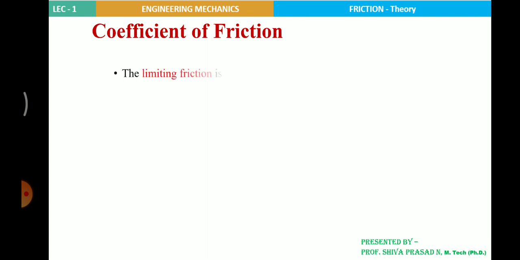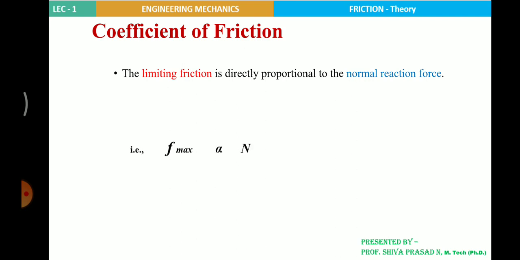Coefficient of friction, let's understand this. The limiting friction is directly proportional to the normal reaction force. Please visualize the example we considered before, wherein the normal reaction force is due to the weight of the block. The limiting friction will be directly proportional to this normal reaction force. So we say the limiting friction, represented by F max, is directly proportional to N. Removing the proportionality symbol, we add a constant of proportionality mu, that is F max is equal to mu into N, where N is the normal reaction force.